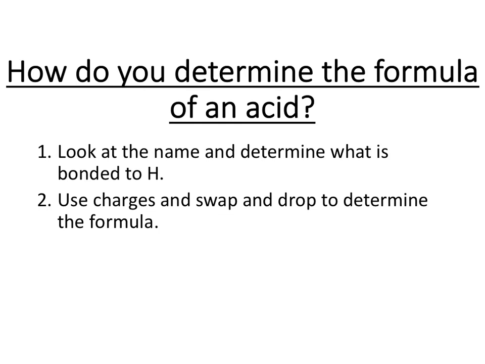If it's got an ic or an us on it and no hydro, then you know that it's going to have a polyatomic on it. And looking at it, seeing if it was ic or us should be able to tell you if the original polyatomic was ate or ite. Okay, so anyways, once you figure out what that anion is that is attached to H, you're going to use your charges and you're going to swap and drop to get the formula, just like we did on ionic compounds.